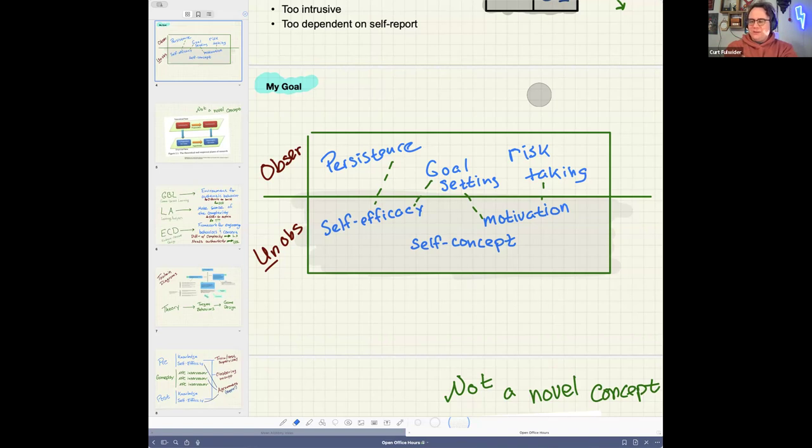Again, we're dealing with an area that is so very context specific that that doesn't necessarily work in social emotional constructs. But with persistence, that's kind of the idea there. Same with goal setting. Do they have to set a goal?